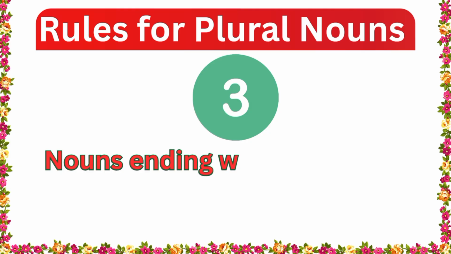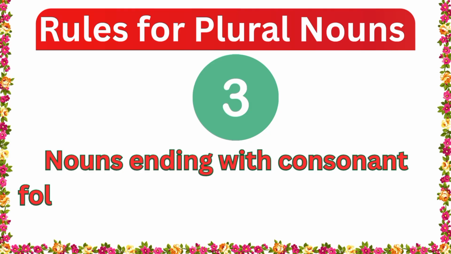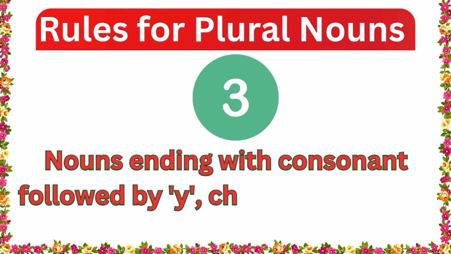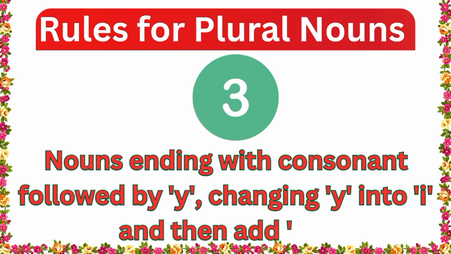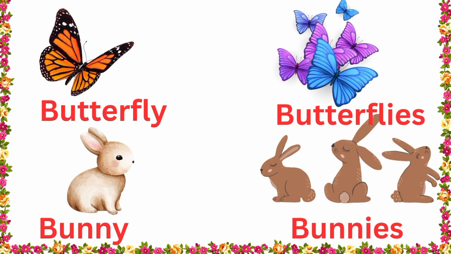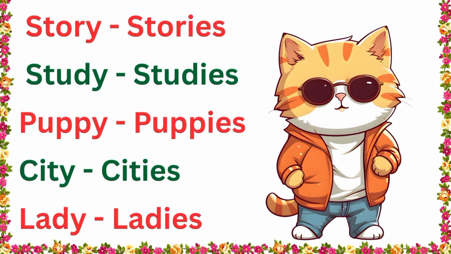Rule number 3. For nouns ending with a consonant followed by y, change y into i and then add es. Butterfly, butterflies, bunny, bunnies. Some more examples are story, stories, study, studies, puppy, puppies, city, cities, lady, ladies.